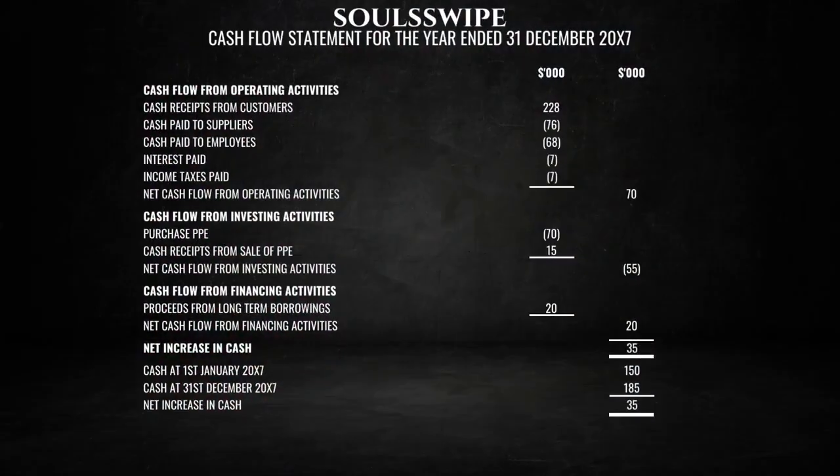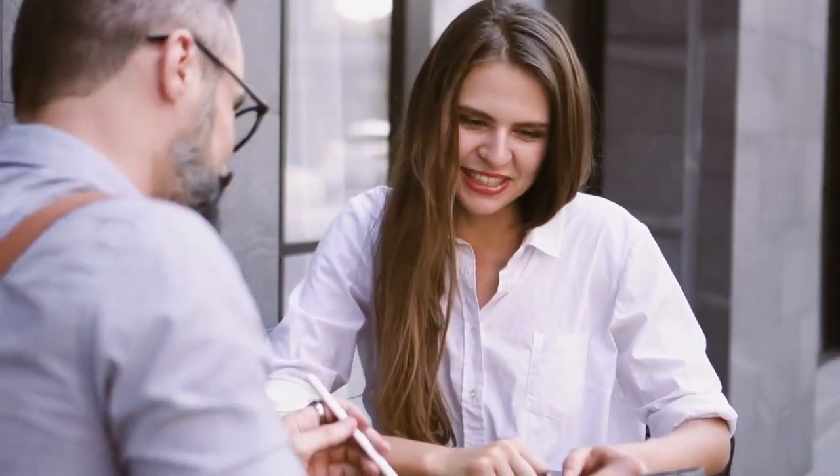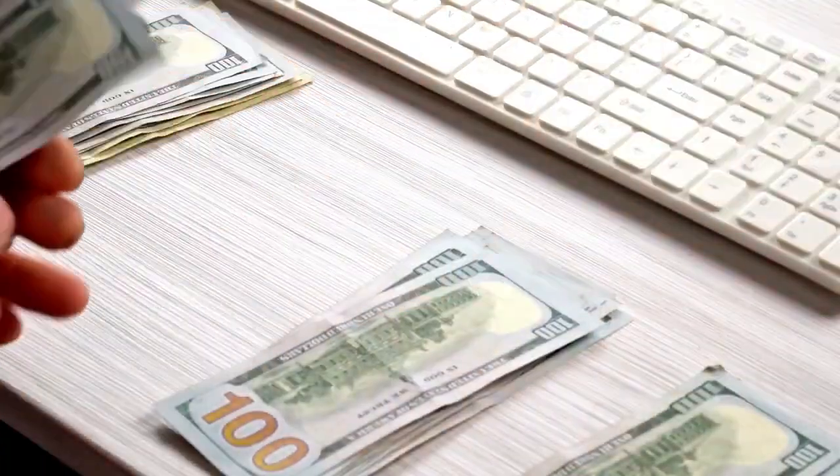On the other hand, the direct method offers a more intuitive layout that closely mirrors the cash basis income statement. This layout makes it easier for investors and other stakeholders to quickly extract valuable information and gain insights into the company's cash flow. And here's more.